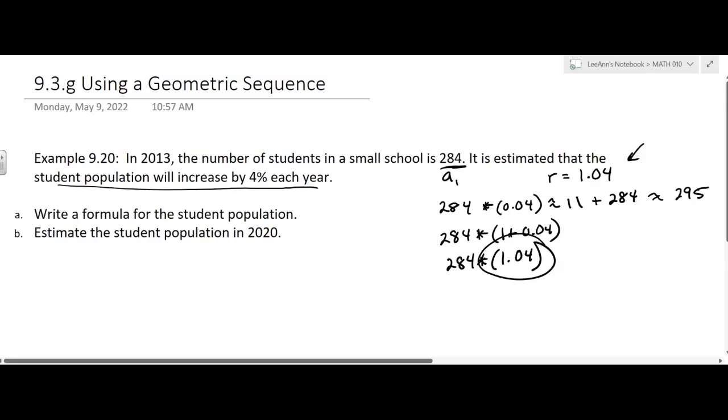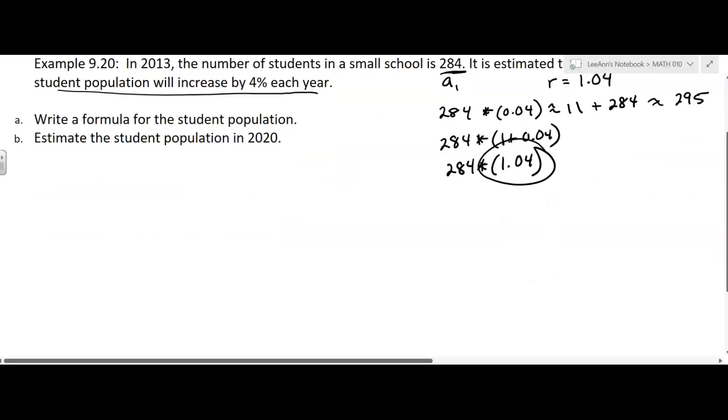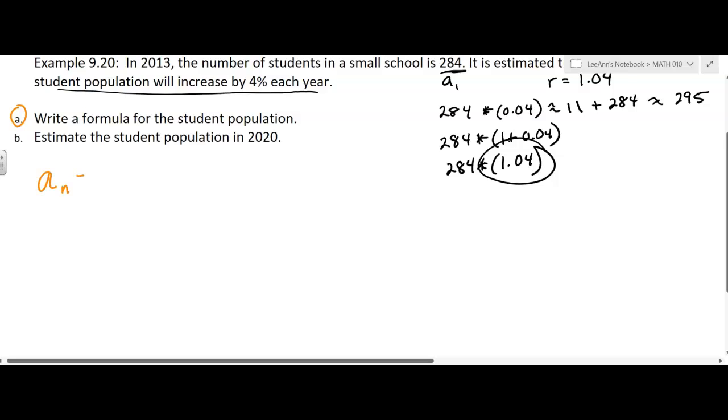We did the same thing when we did compound interest. We had 1 plus, and then it was a certain percentage rate that we were compounding by. Okay, so this is going to help us with our formula, because that's what part A says we want to do, write the formula. So here's the formula we've been using for a geometric sequence.